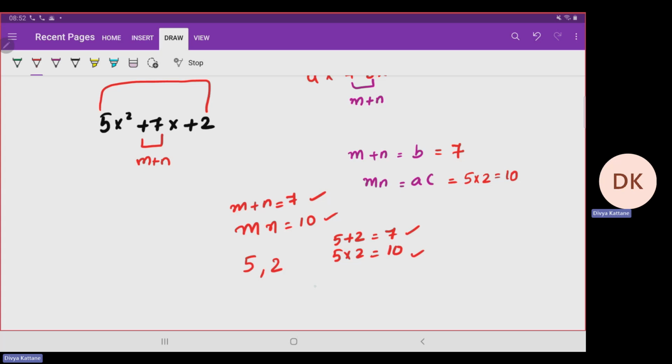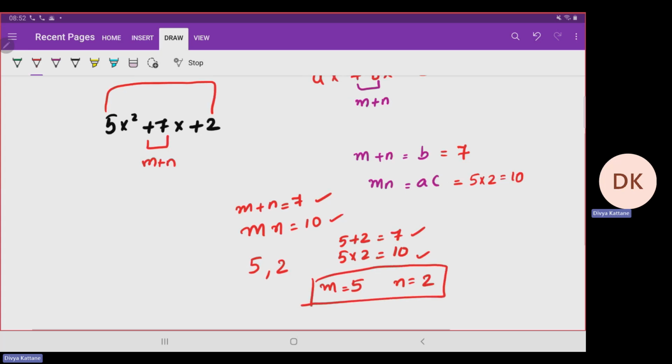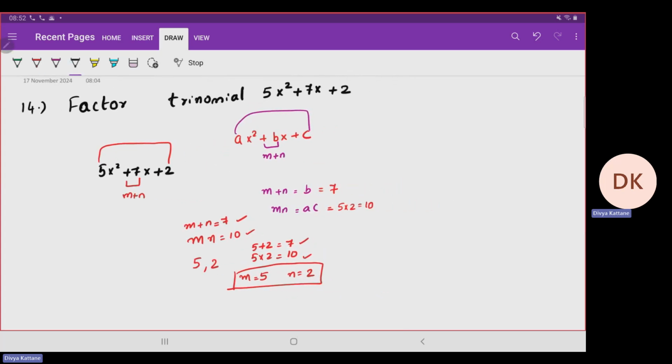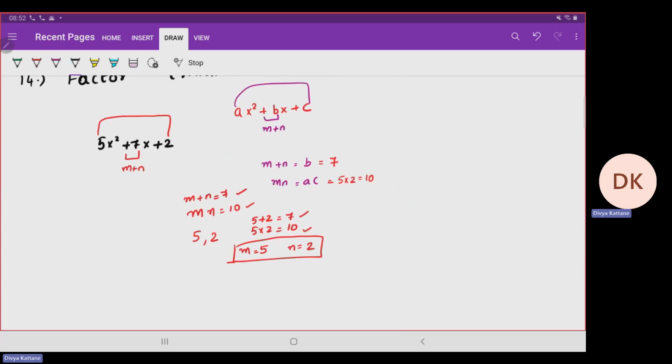Both are satisfying my condition. So my two numbers are m equal to 5 and n equal to 2. These are the two numbers which will give me sum 7 and product 10. So first find those two numbers. Now take back your question. Your question is 5x² + 7x + 2.